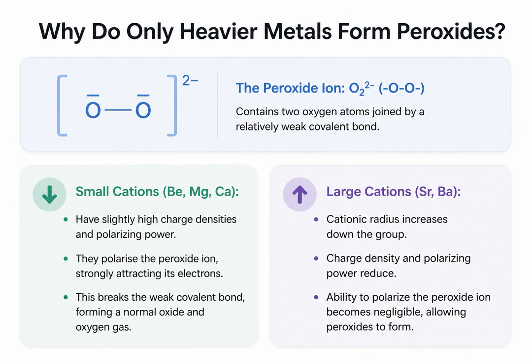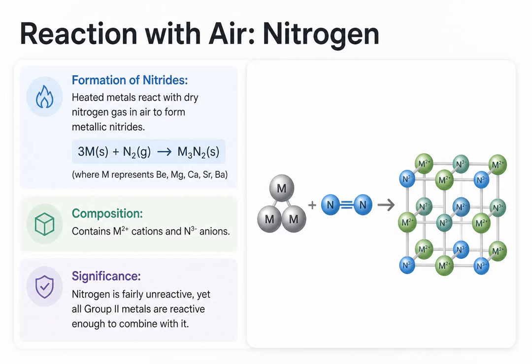Small cations at the top of the group, like magnesium, have a high charge density. They strongly polarize the peroxide ion, ripping that weak bond apart to form a normal oxide. But large cations like barium have a low charge density, so they don't distort the peroxide ion, allowing it to remain stable. Finally, let's look at their reaction with nitrogen.